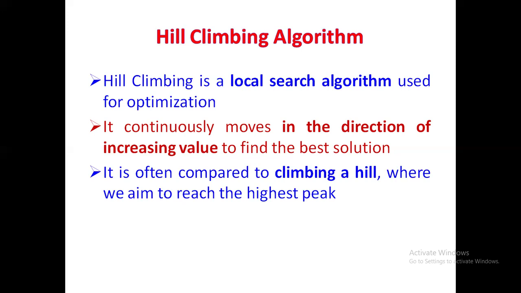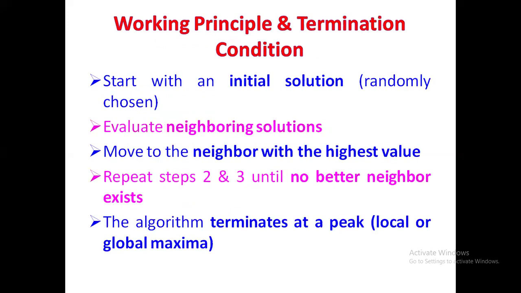However, hill climbing has some limitations. As I said, it can get stuck in local maxima, plateaus, or ridges, which may prevent it from reaching the global best solution. Variants like steepest ascent, first choice, or stochastic hill climbing are used to overcome these challenges and improve search efficiency. Next, we'll see the working principles and termination conditions.